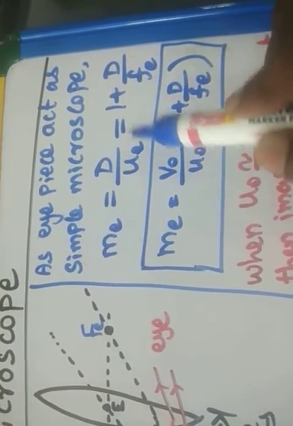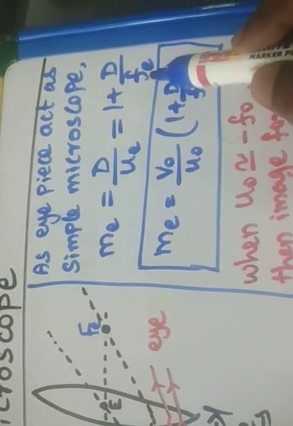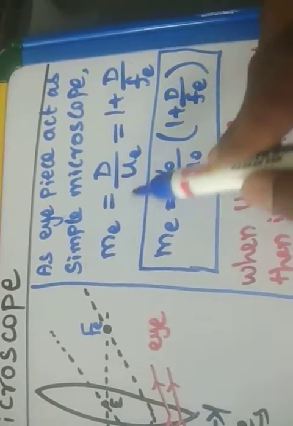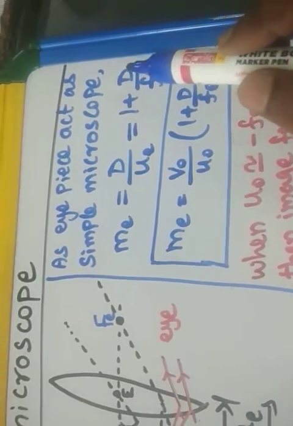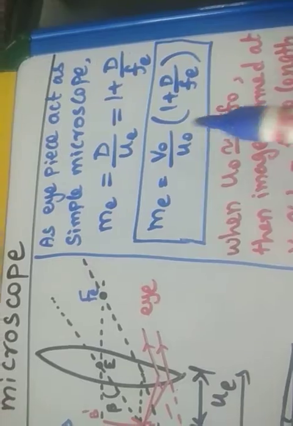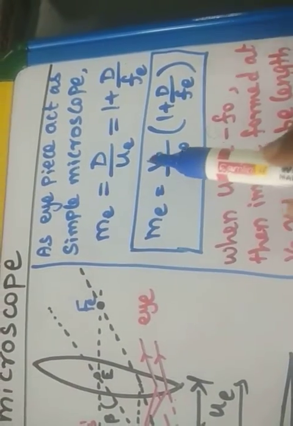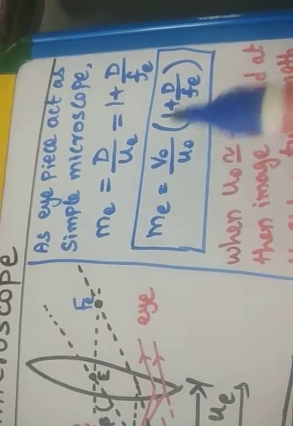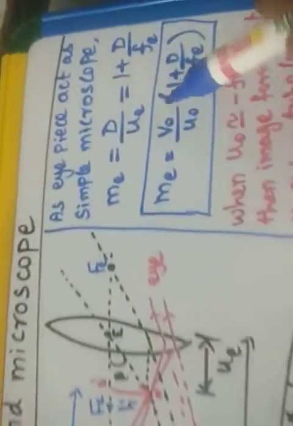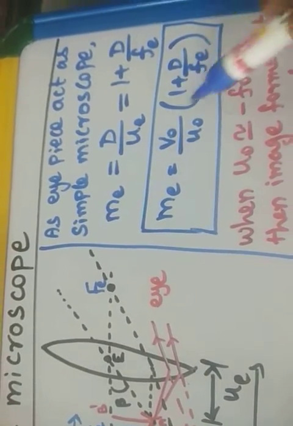For the least distance vision, this formula is 1 plus D by Fe. These are all the derivations we already completed in the simple microscope derivation. So the D is an image distance. Which image distance? The objective lens image distance.